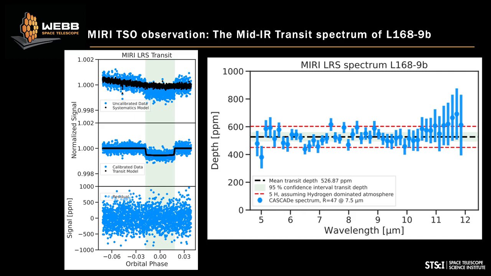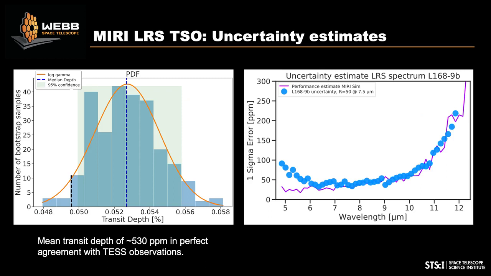at around 530 ppm, which is in perfect agreement with the test measurements. That's really within 1 sigma. This is at a resolution of 50, so we binned here to about 6 detector pixels at around 7.5 microns, at that scale.